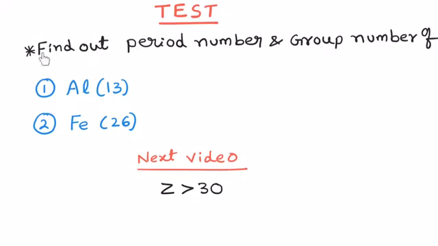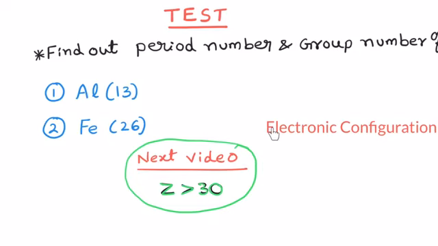Test: find out period number and group number of aluminum and iron. Write your answer in the comment box. Next, I will upload how to find group number and period number of elements having atomic number more than 30. In the description box I have given the trick to write electronic configuration of 1 to 30 elements. You can refer to it and you can try for aluminum and iron.